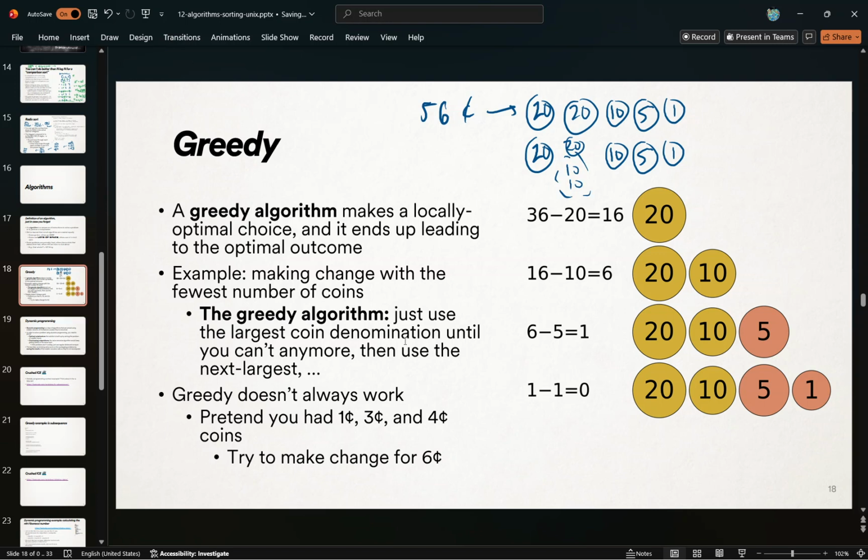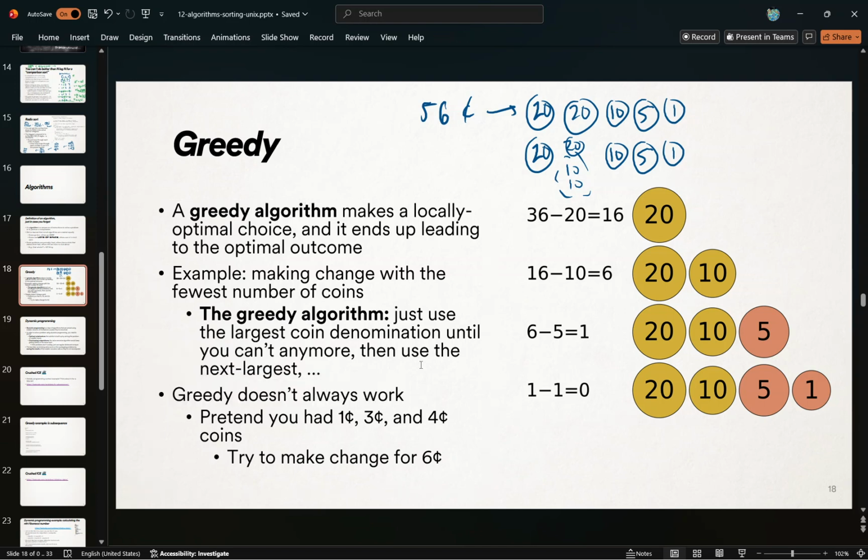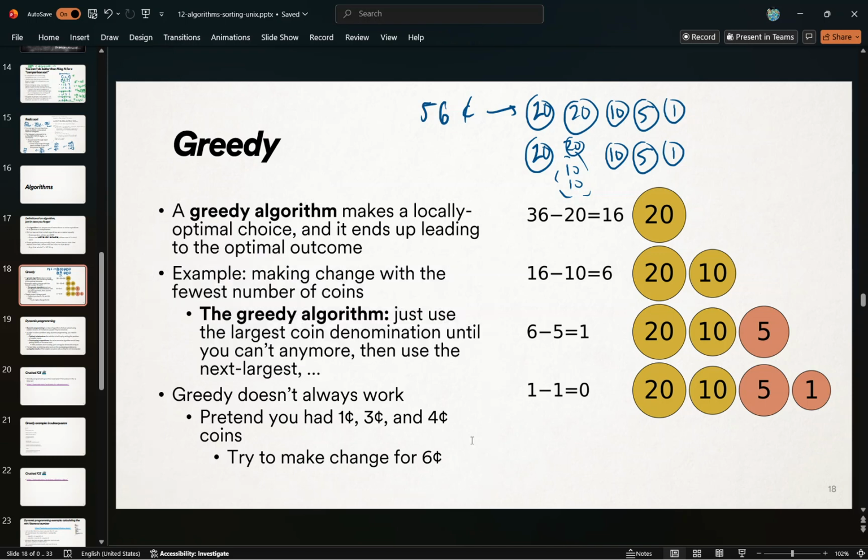But there are certain coin denominations that this algorithm doesn't work for. It does not always give you back the least amount of coins for a certain amount that you need to give back. So it doesn't always work. You have to prove that it works. But it's quite nice. It's a very simple algorithm, isn't it? Like if you're a cashier in America, at least.